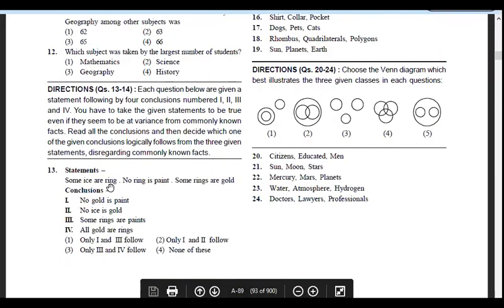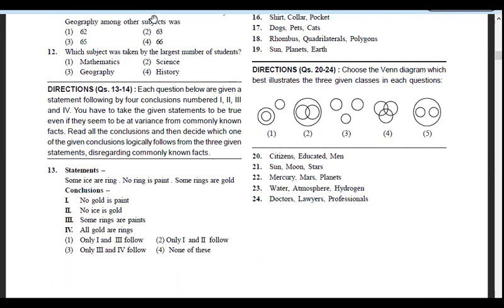Now, some eyes are ring. Some eyes are ring. No ring is paint. Some ring are gold. So we have to take it as true. It is said that you have to take the statement to be true, even though it's not logically true. No gold is paint. Does it follow, yes or no? Right, because no ring is paint, and some ring are gold. So obviously, no gold is paint.